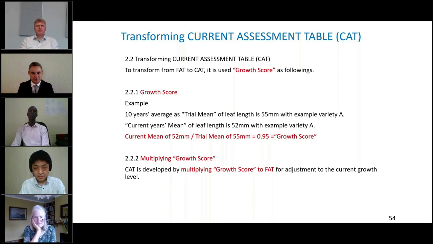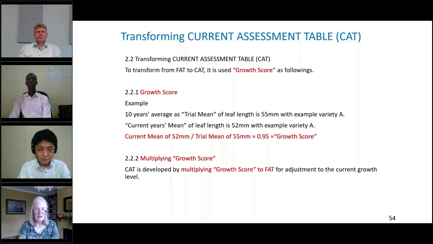The current year's mean of leaf length is 52 millimeter with example variety A. The current mean of 52 millimeter divided by the trial mean of 55 millimeter equals 0.95, which we call the growth score. The next step is multiplying by the growth score. CAT is developed by multiplying FAT by the growth score to adjust to the current growth level.